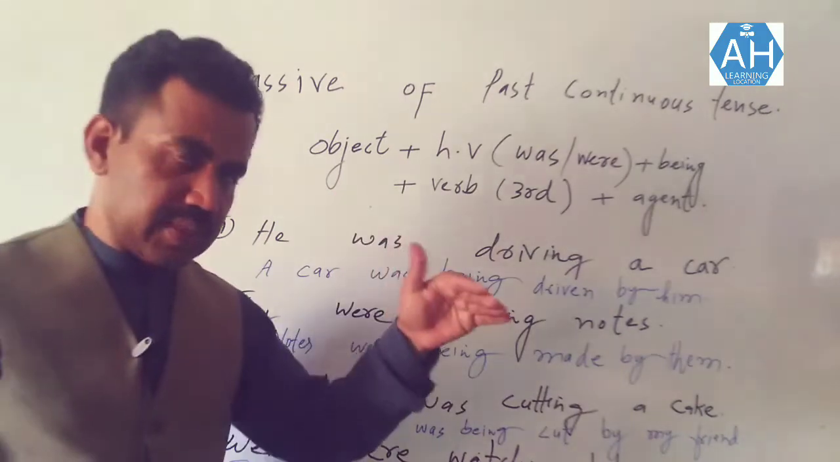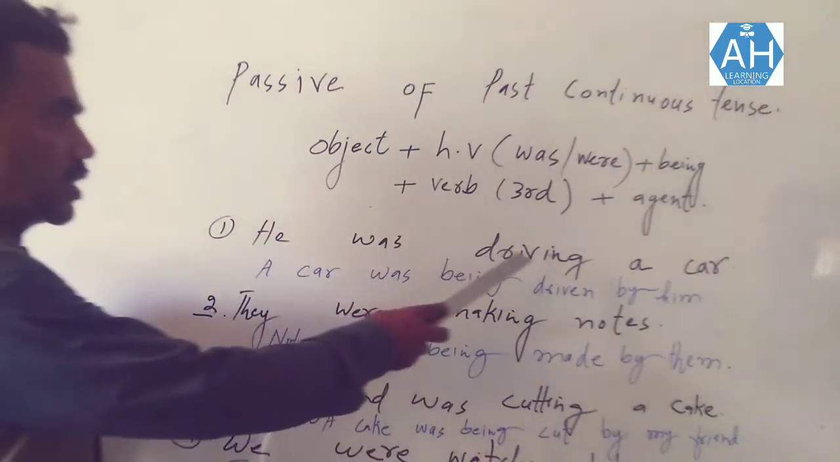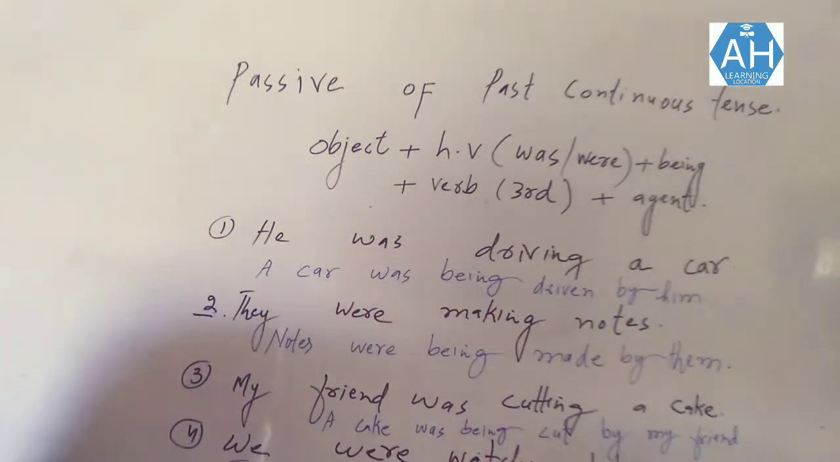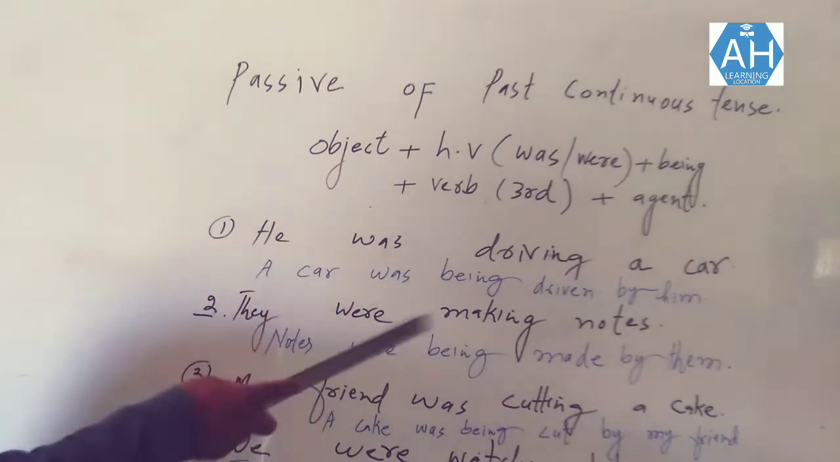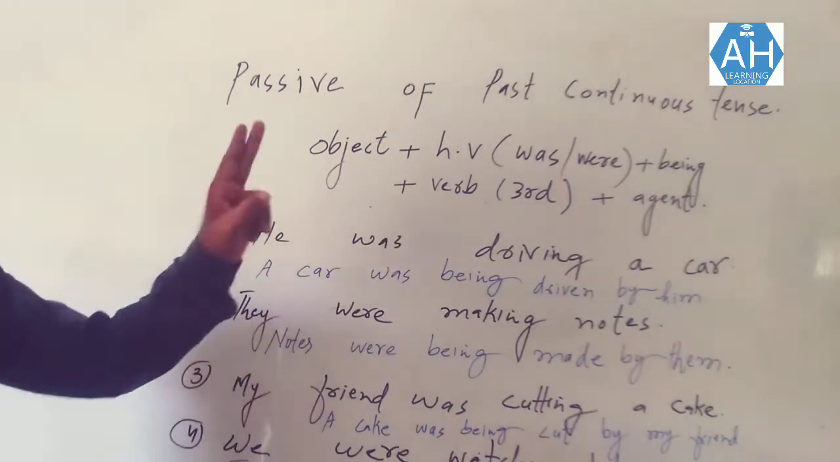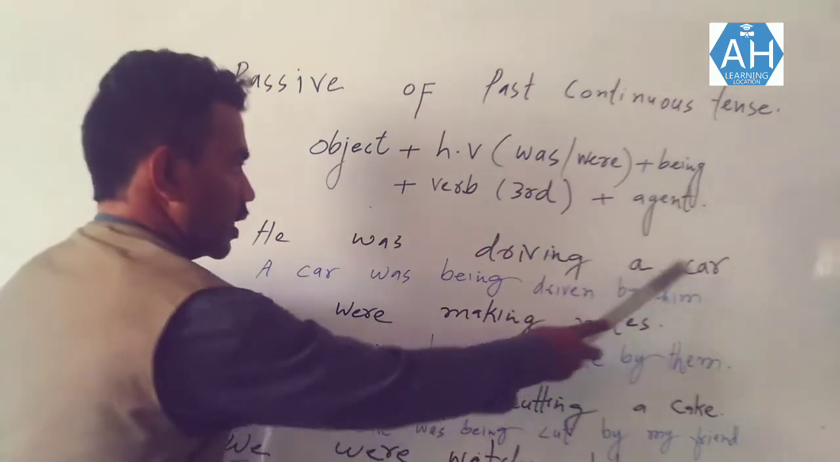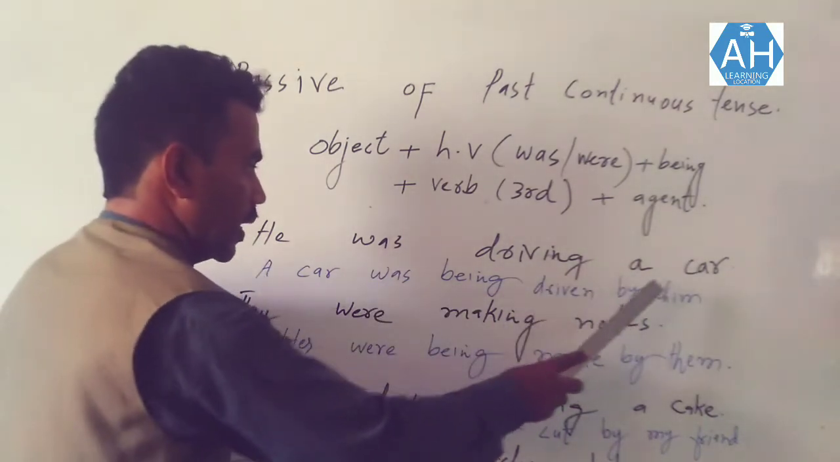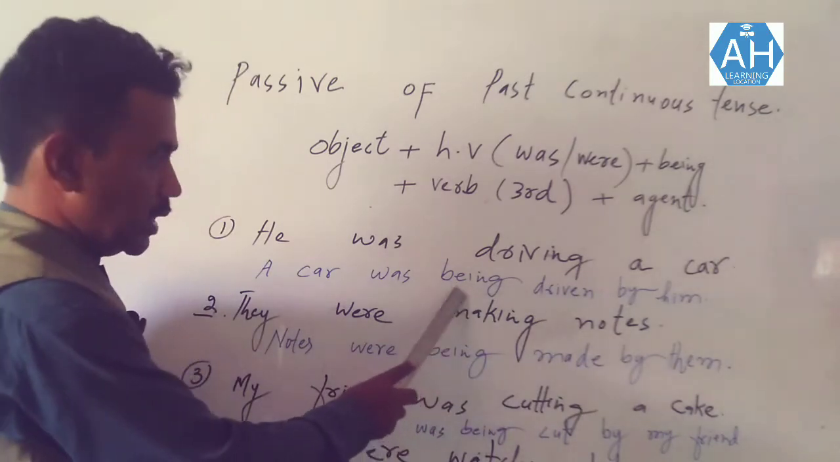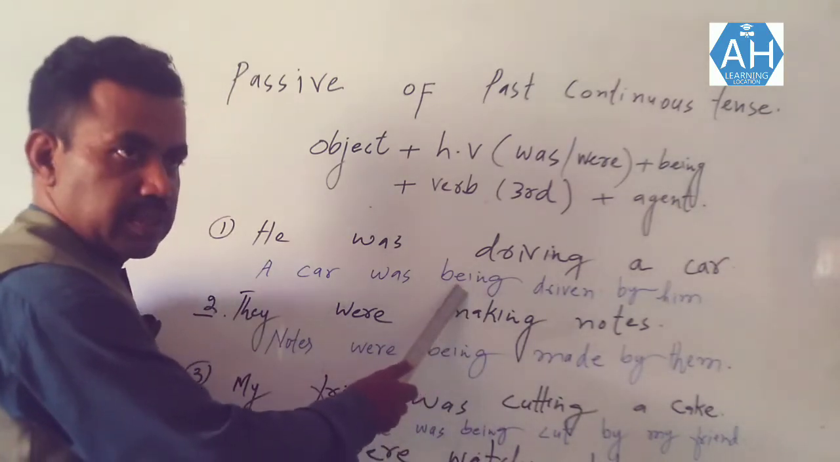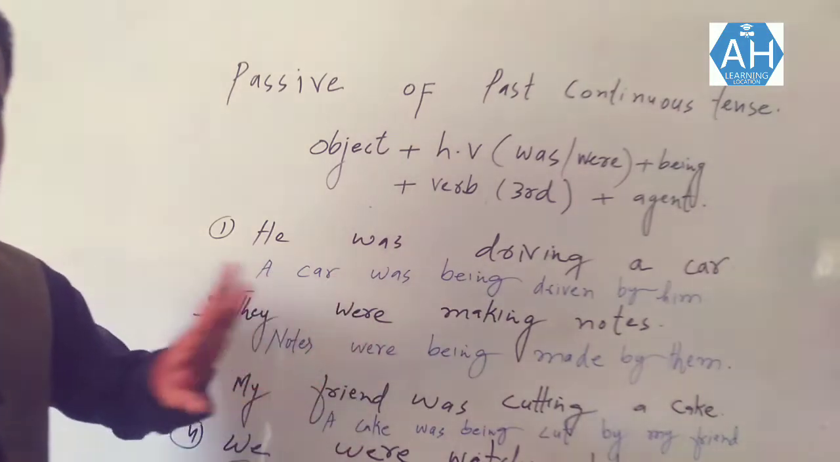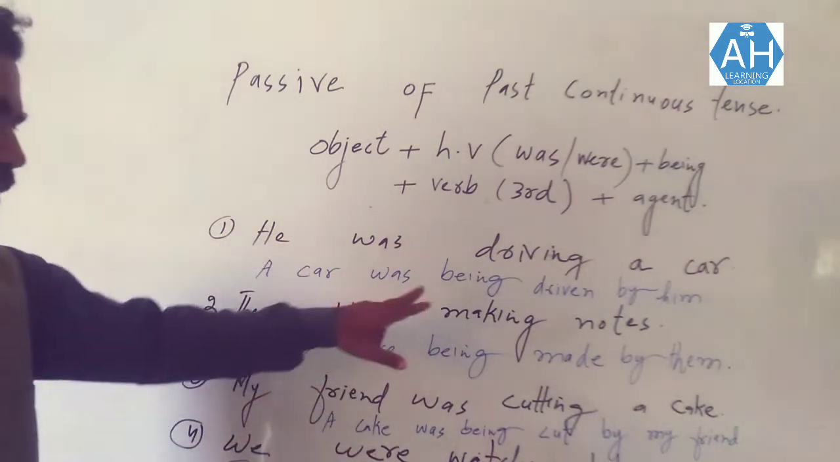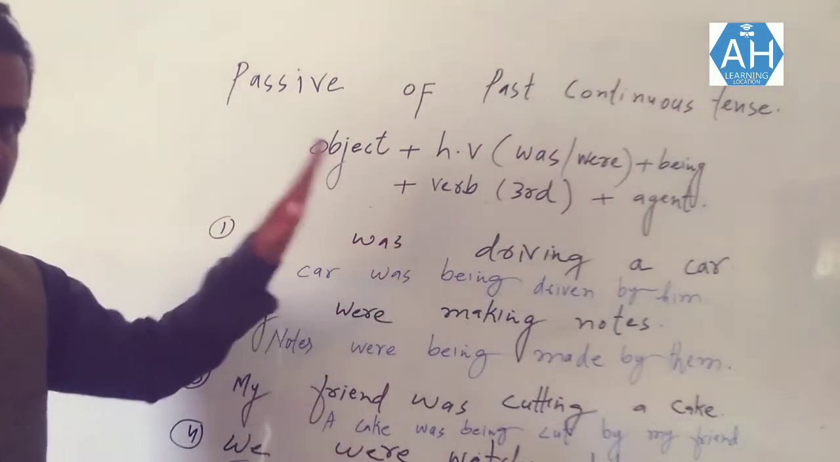So let us read some sentences now. He was driving a car. Now I'm going to change it into passive. Where is the object? A car. So here is a car. A car was being driven by him. Being is used here. If you don't use being, then the sentence will be incorrect. So being is very important in continuous tenses.